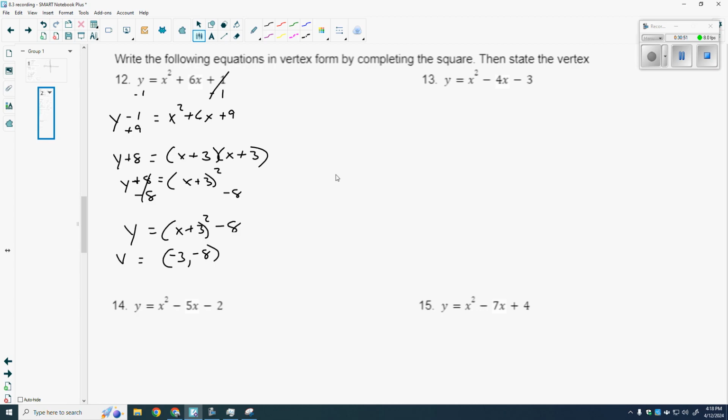Your turn. Try 13, 14, 15. If you get stuck, come back and get a hint, then go back to solving. Don't just listen to the whole recording and listen to me do it. Try them first. All right, hit pause.